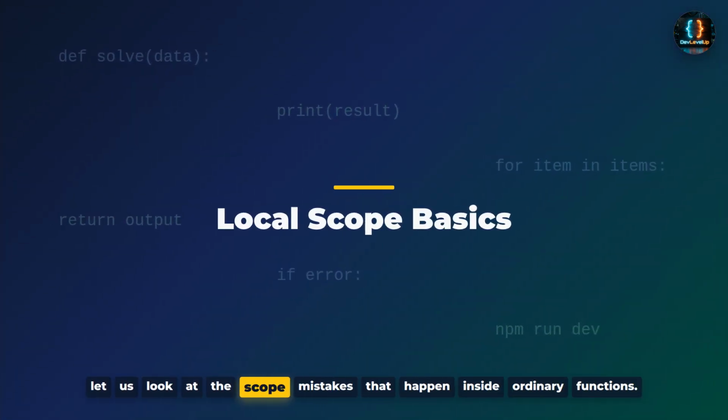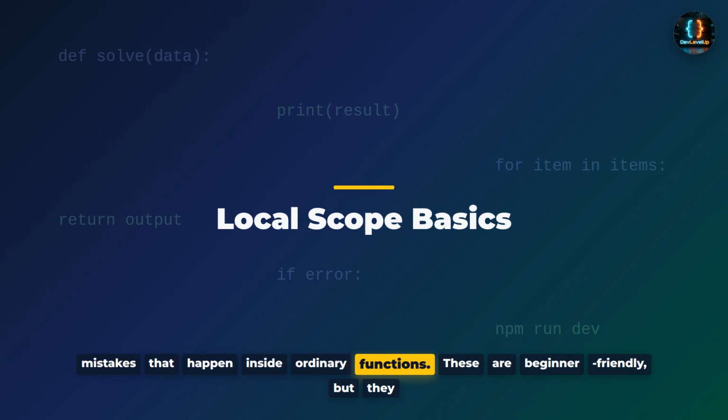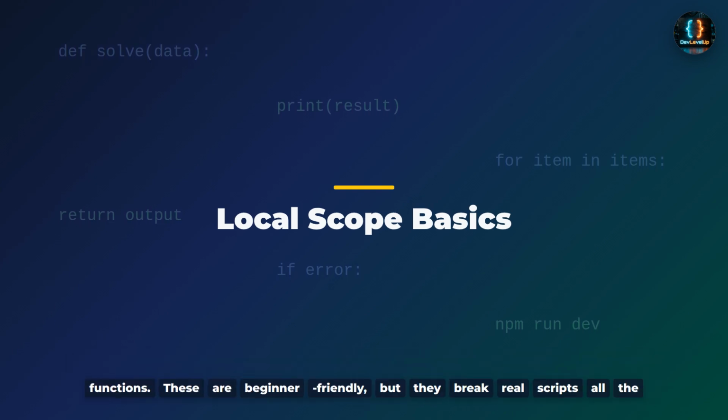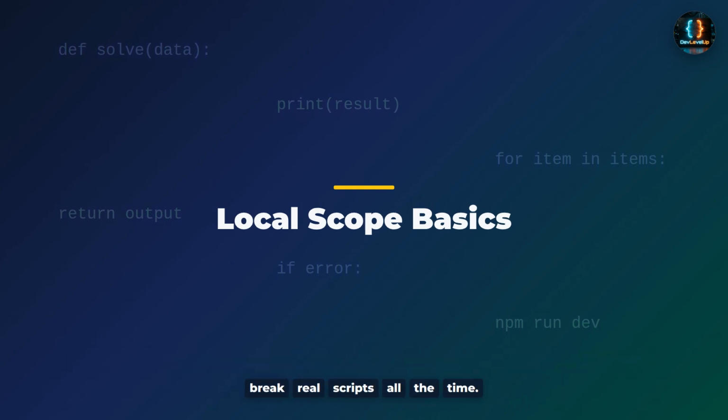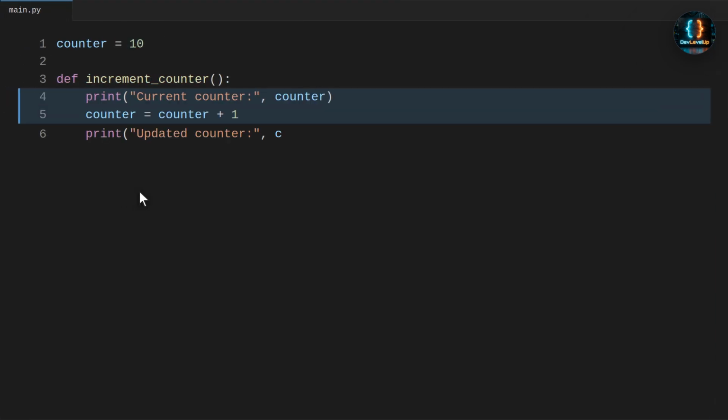First, let us look at the scope mistakes that happen inside ordinary functions. These are beginner-friendly, but they break real scripts all the time. Imagine a small script with a module-level counter. We want a helper function to print the current value and then update it, so let us write the direct version and run it right away.